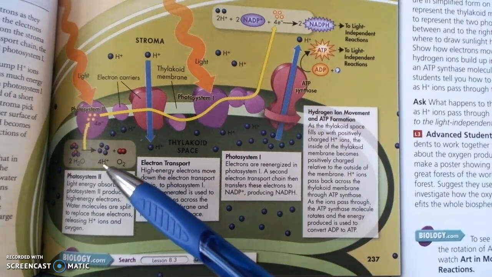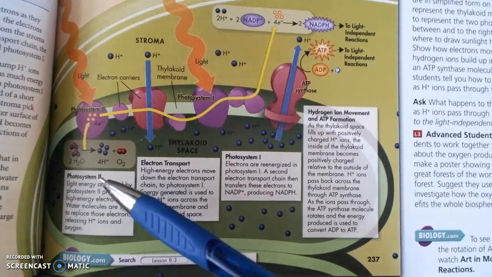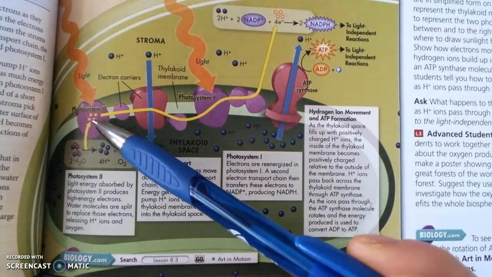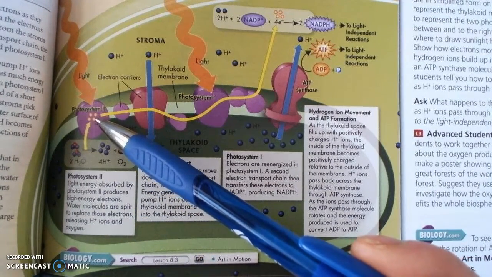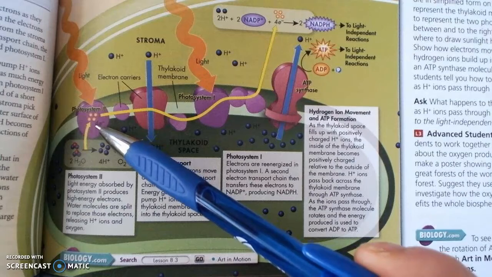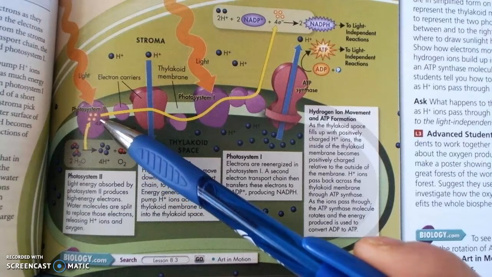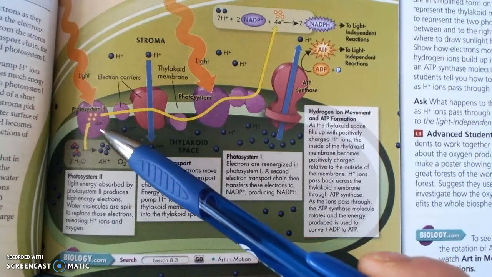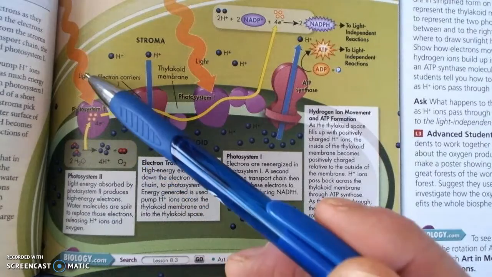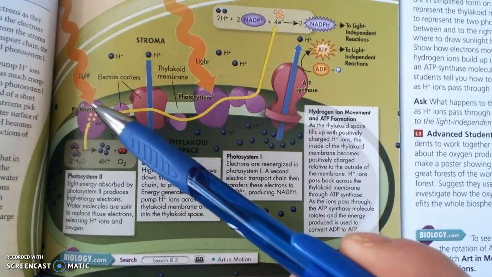We're going to get to why those are important in a second here. But basically, photosystem 2 is the first photosystem in this chain. It's called photosystem 2 because it was the second one to be discovered. But basically, in summary, photosystem 2 is the first step.